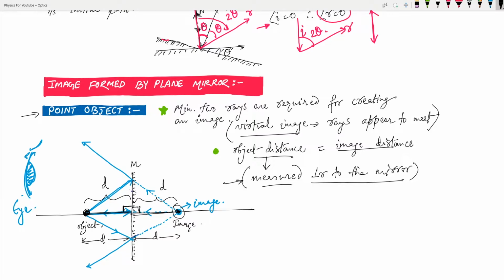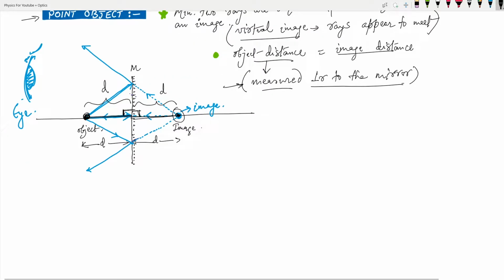Okay, this is all about the image formed by a plane mirror when the object is a point object. These are the points you need to remember. Once this is clear, now let's move on to our next part. Suppose I have drawn a mirror like this. This is the back side of the mirror and I've kept an object here. So my question is, where will the image form?